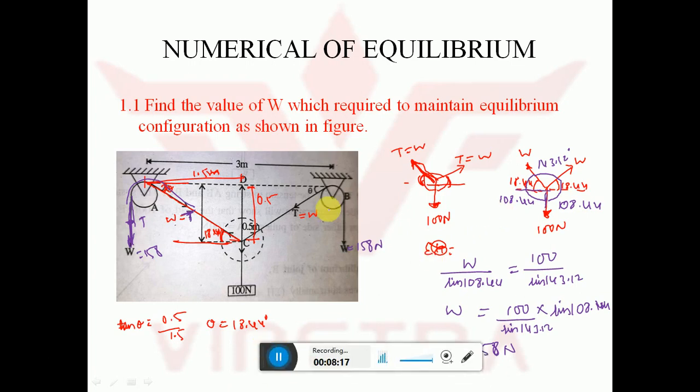You can even solve this problem by the principle of equilibrium. Resolve these forces in the horizontal and vertical directions, then apply summation of horizontal forces equal to 0 and summation of vertical forces equal to 0, and you can solve it by using the principle of equilibrium also. You can try on your own.